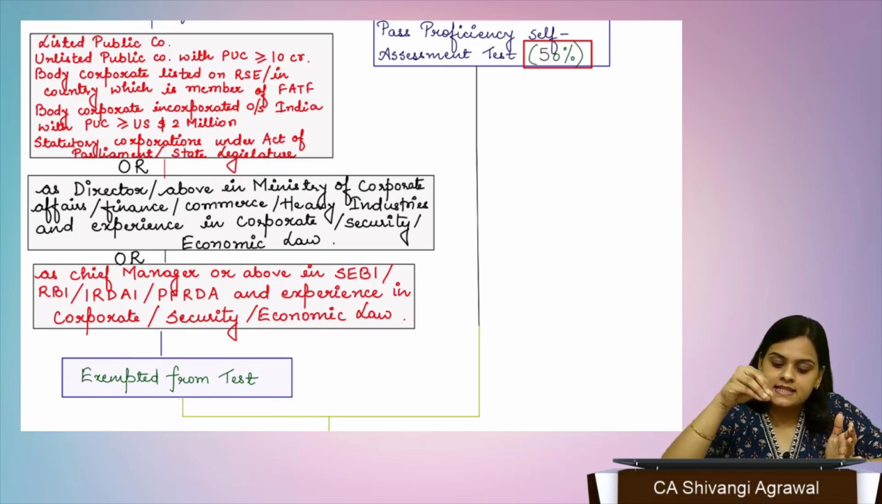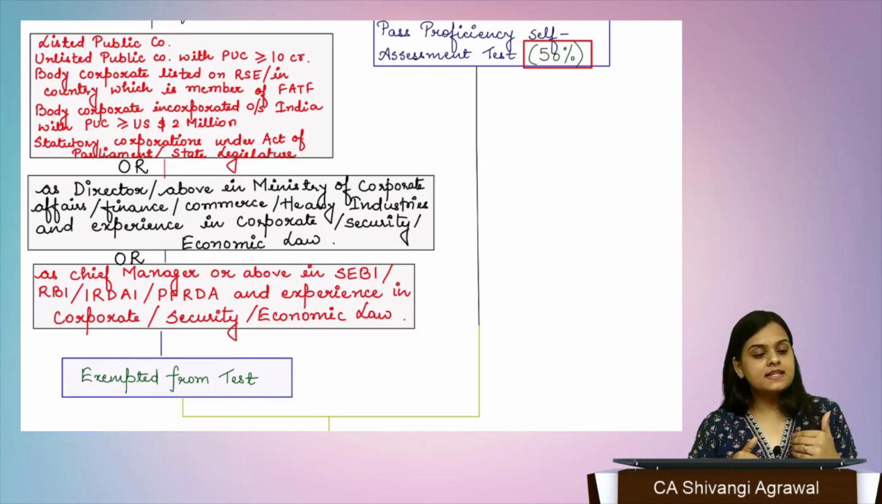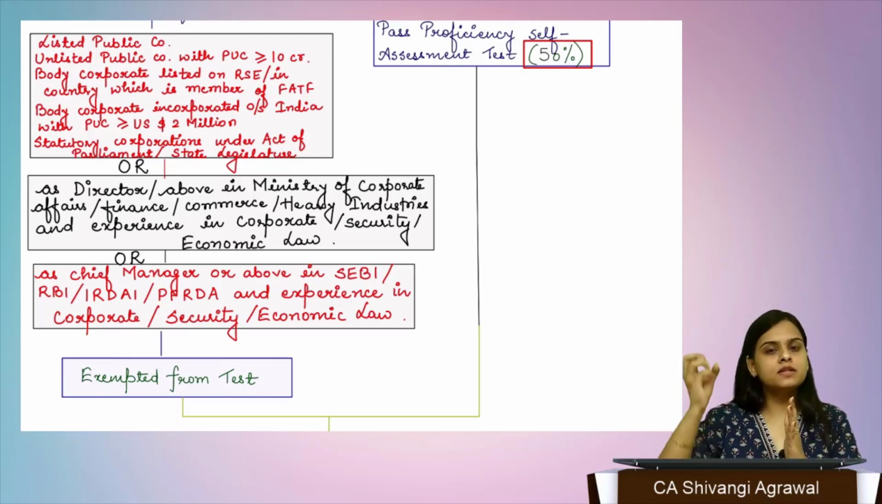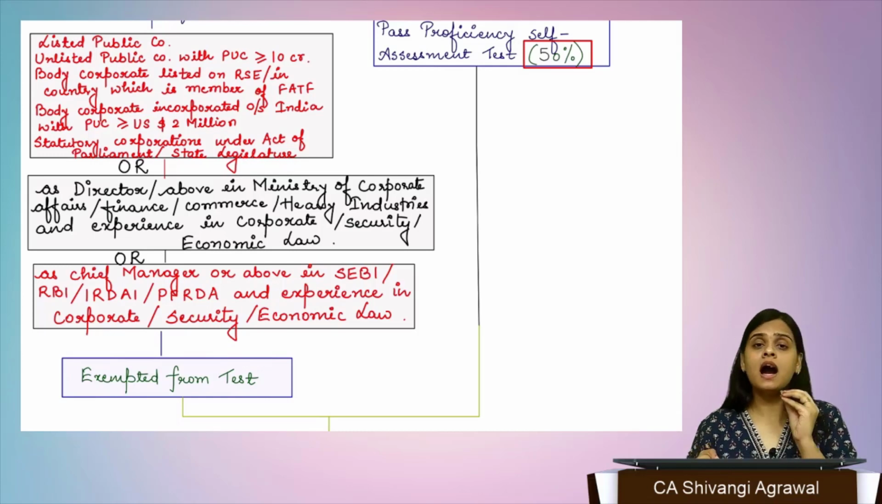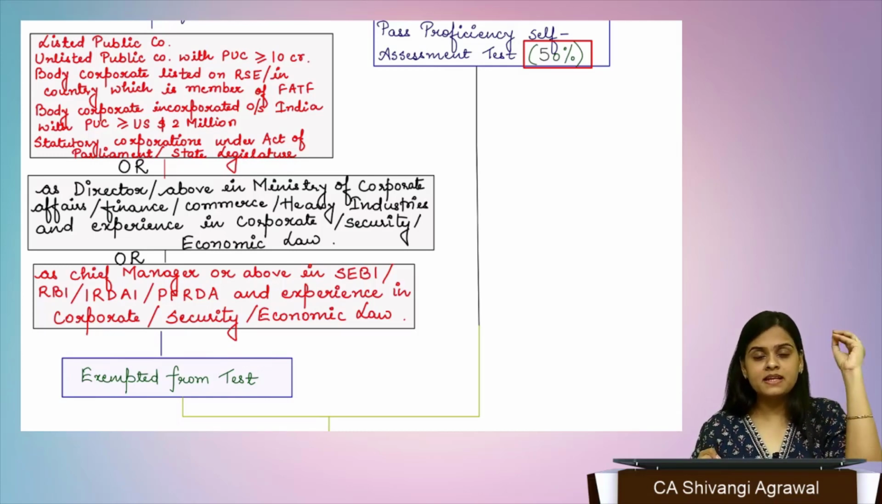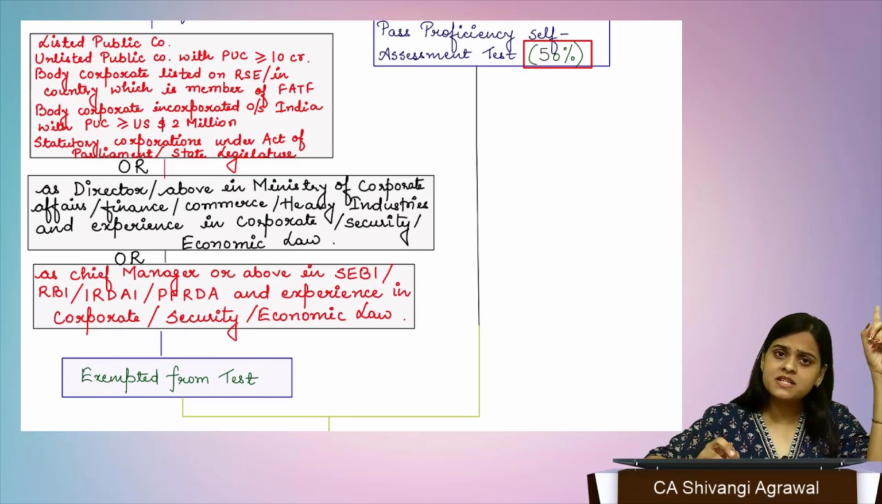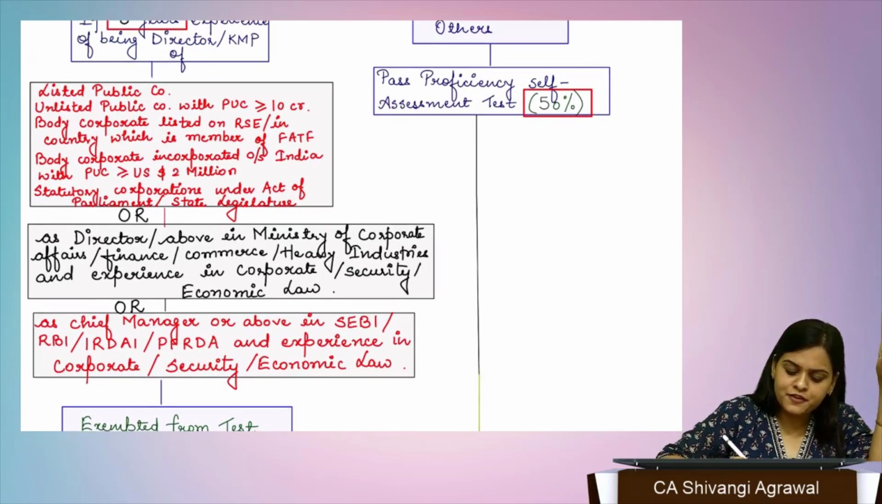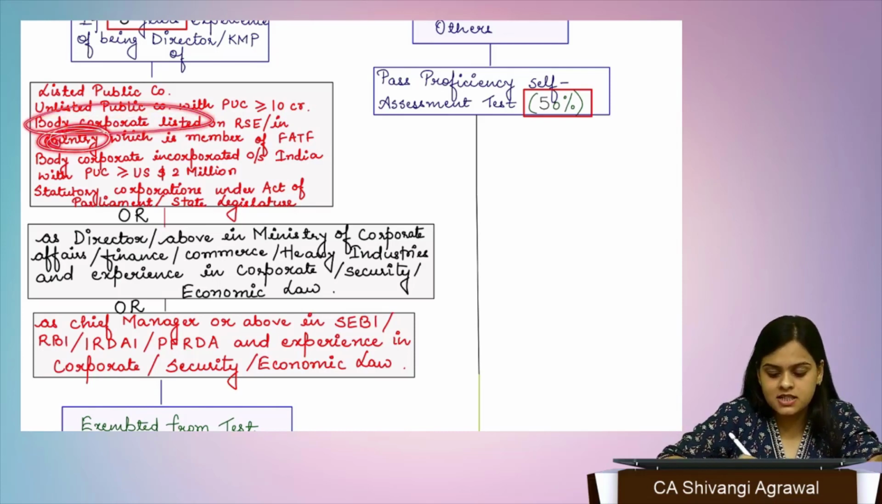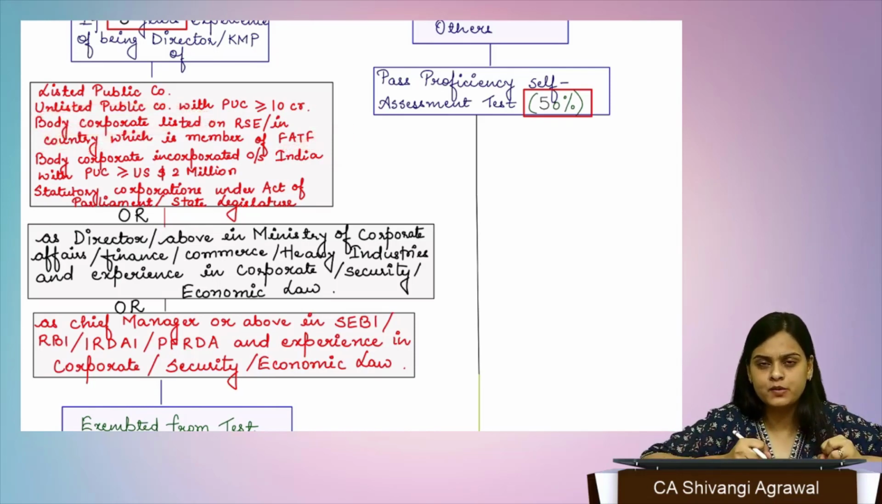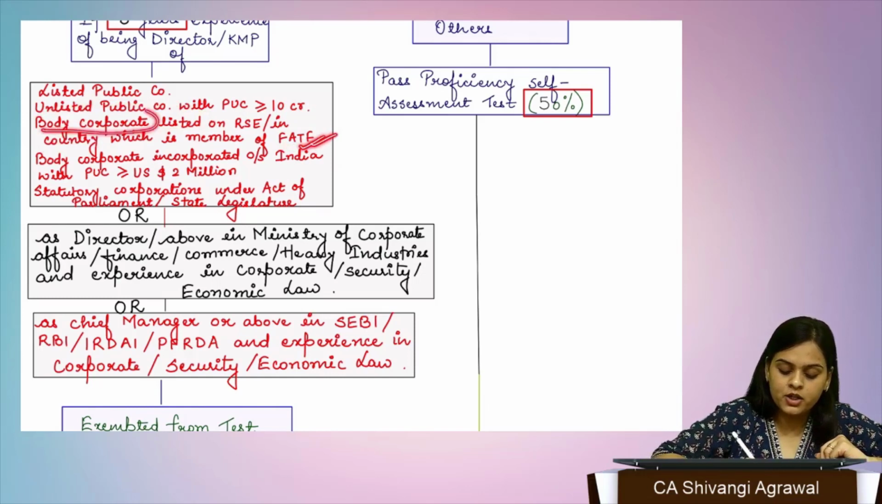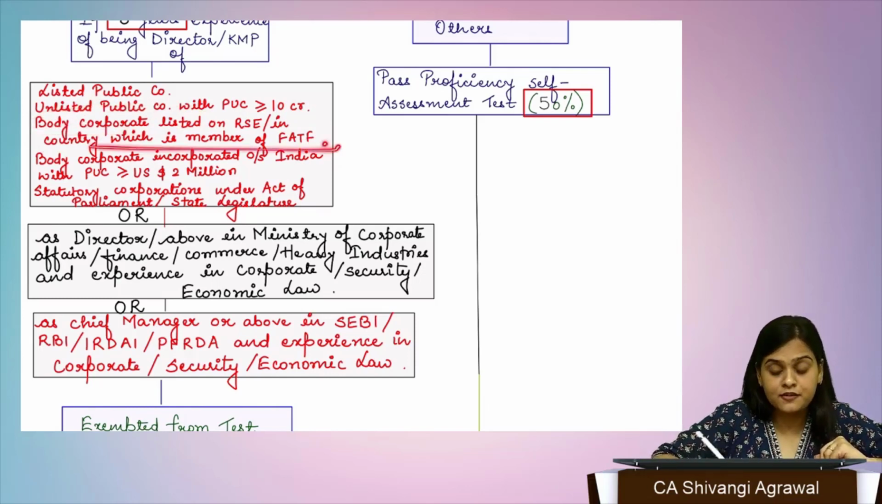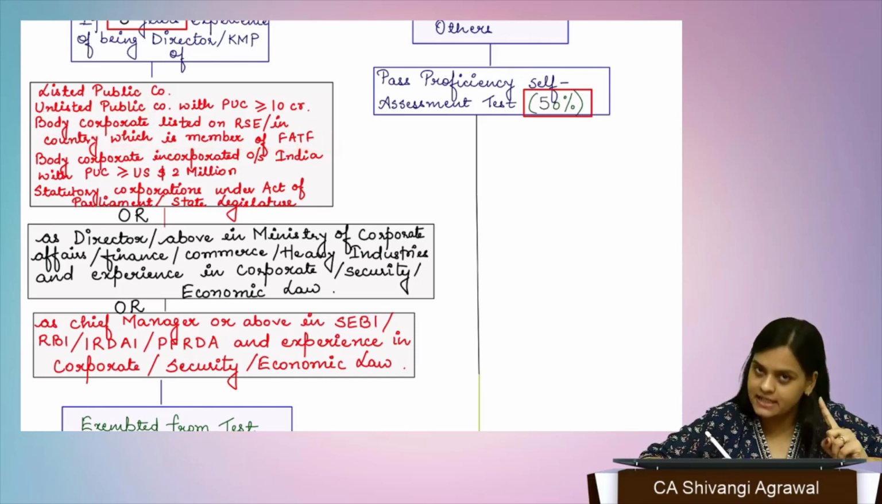You need to understand the intention of this. If I'm working as a director in any listed company, that means I'm very well aware of all the laws. I'm very well aware of the compliances. I know how to be compliant and then run a company and like things, right? So the government now allows that, okay, if you are a director of a body corporate which is not listed in India, but it is listed in such a country which is also a member of FATF, together they are combating all those issues, right? So if the body corporate is listed in such a country, then if you are a director of that company, then also you will be eligible.